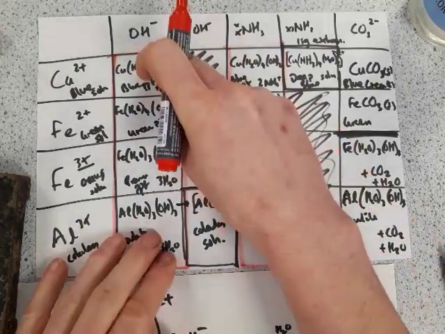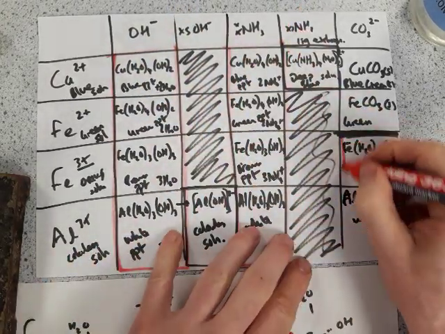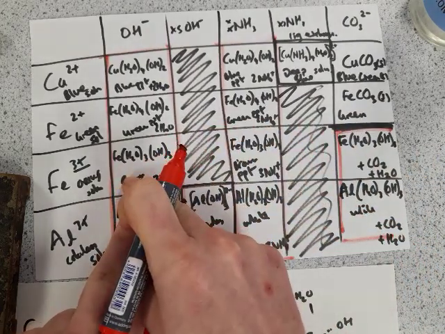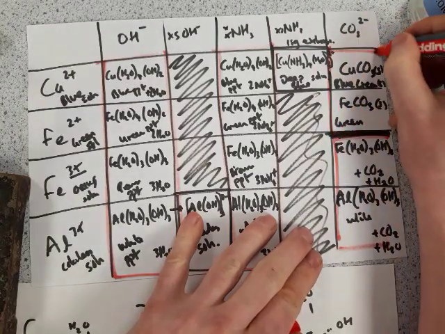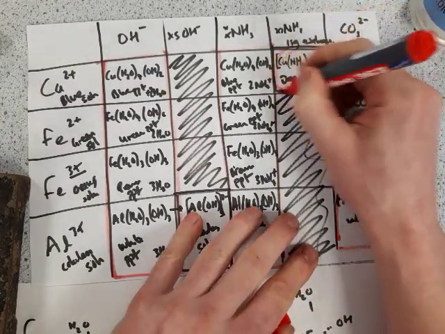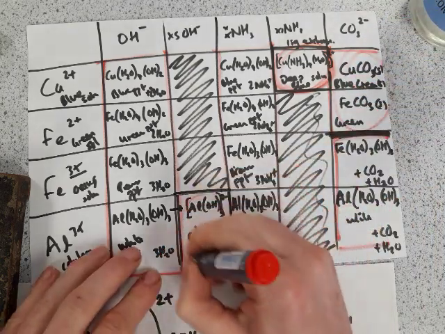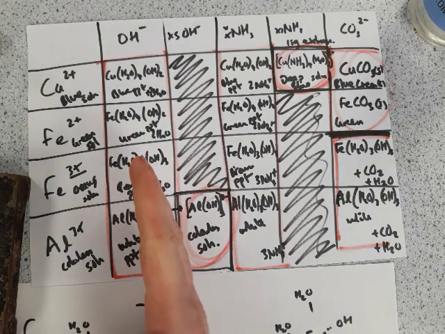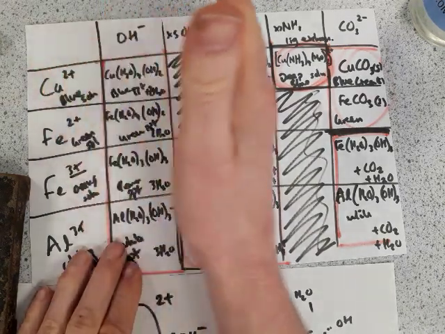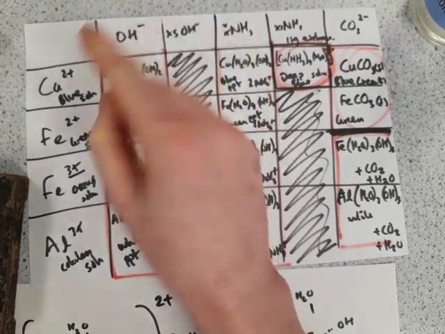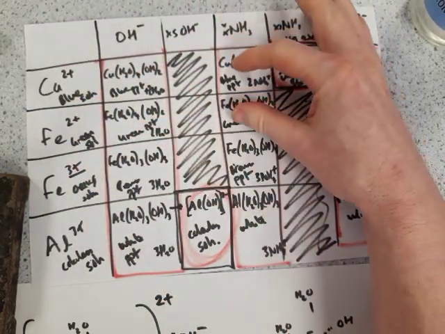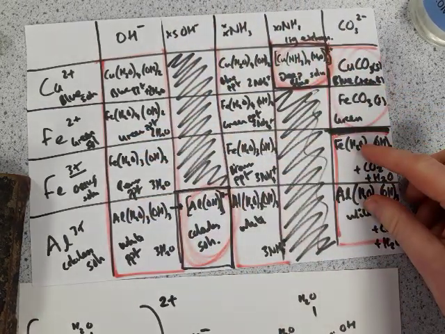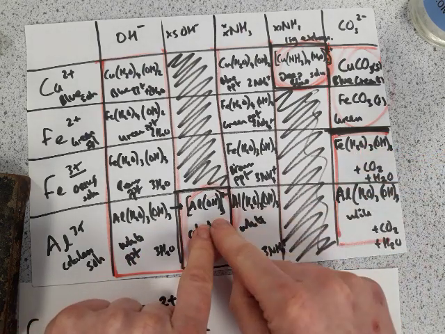Let me just say, everything in this column is the same as everything in this column, and these two here are the same as well. That is the same as that, is the same as that. You need to know special cases for the 2+ ions with carbonates. You need to know a special case for this box, and a special case for this box. But everything else on that diagram reacts the same way for hydroxide and ammonia. 2+ ions react the same for hydroxide and ammonia. 3+ ions react the same for hydroxide, ammonia, and carbonate. Excess hydroxide only affects aluminium.